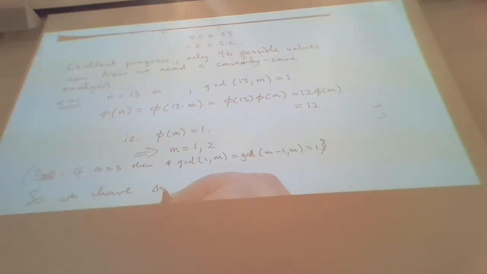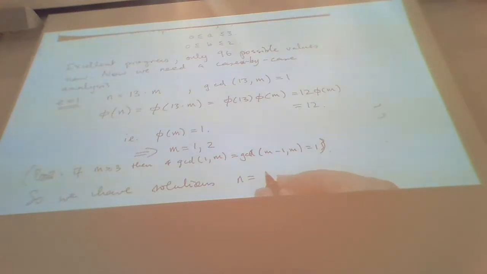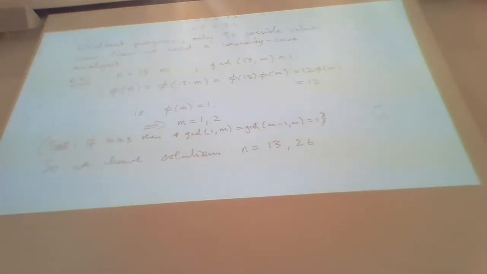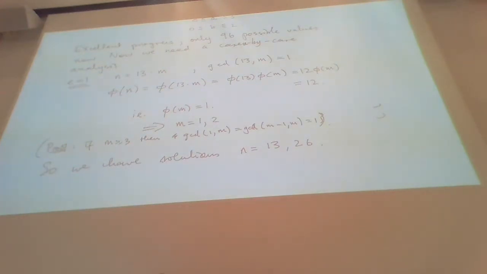So we have solutions 13m, and only 2 possibilities for m. m is 1 or 2. So n equals 13 and 26. So that's 2 numbers out of these 96 possibilities. That's the only solutions with e equals 1. Otherwise, e equals 0, so we can forget about the 13s. We've dealt with all the cases where 13 plays a role.